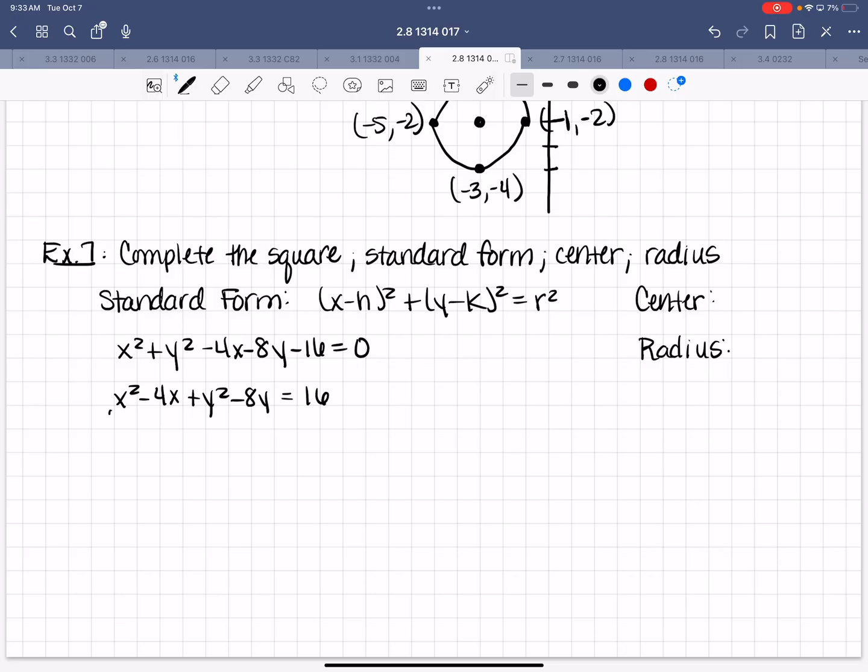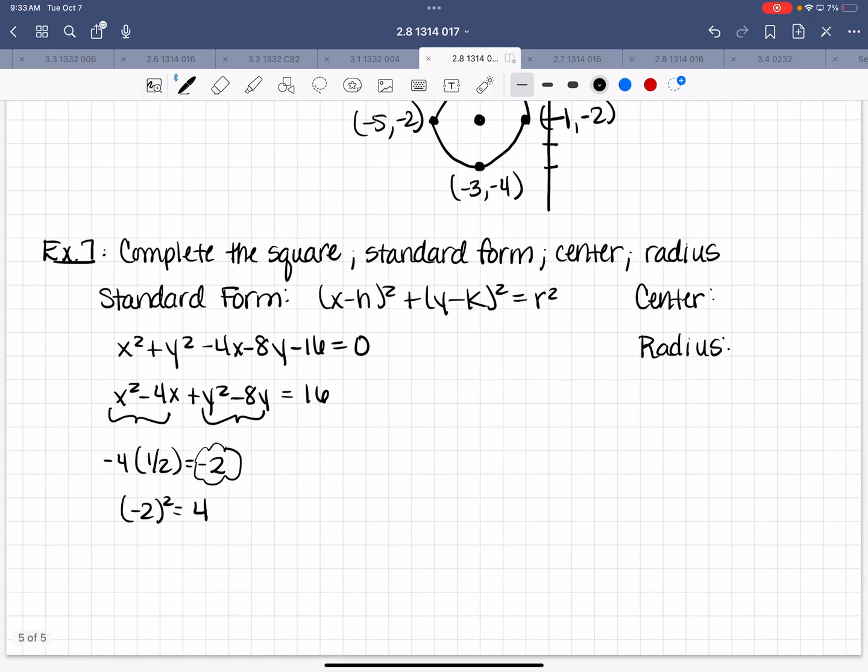Okay, I'm going to complete the square on the x's, then complete the square on the y's. Remember to put your new friends on the other side too. So -4 times the half gives me -2. You can bubble that. -2 squared gives me a +4. So I have x squared minus 4x plus 4. Okay, I'm going to leave some space for my y friends. I got 16. I got to add my 4 over there with the 16.